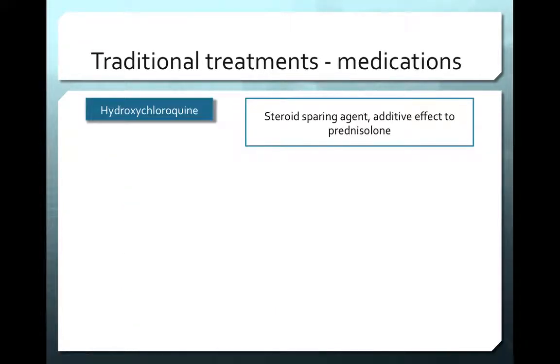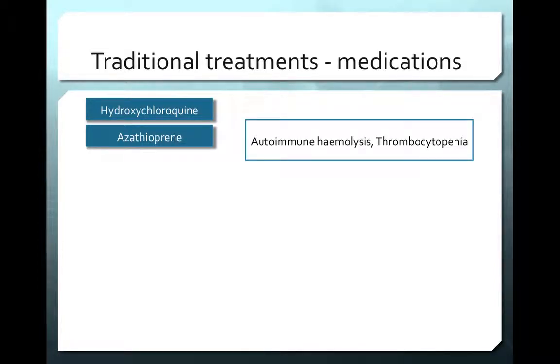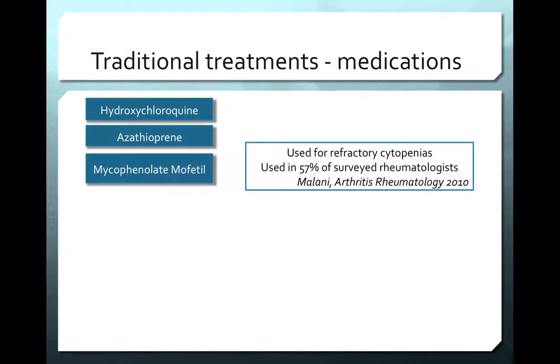Other traditional treatments include hydroxychloroquine, which is a good steroid-sparing agent and has an additive effect to prednisolone, and is considered the chicken soup of lupus if you listen to MaxSap, and everyone really should be on it unless there's a contraindication. Azathioprine is very good for autoimmune hemolysis and thrombocytopenia. Mycophenolate is kind of a bottom of the barrel option used for refractory cytopenias, and a survey of rheumatologists in the Arthritis Rheumatology Journal found that over half of the people had used that when they were getting stuck.